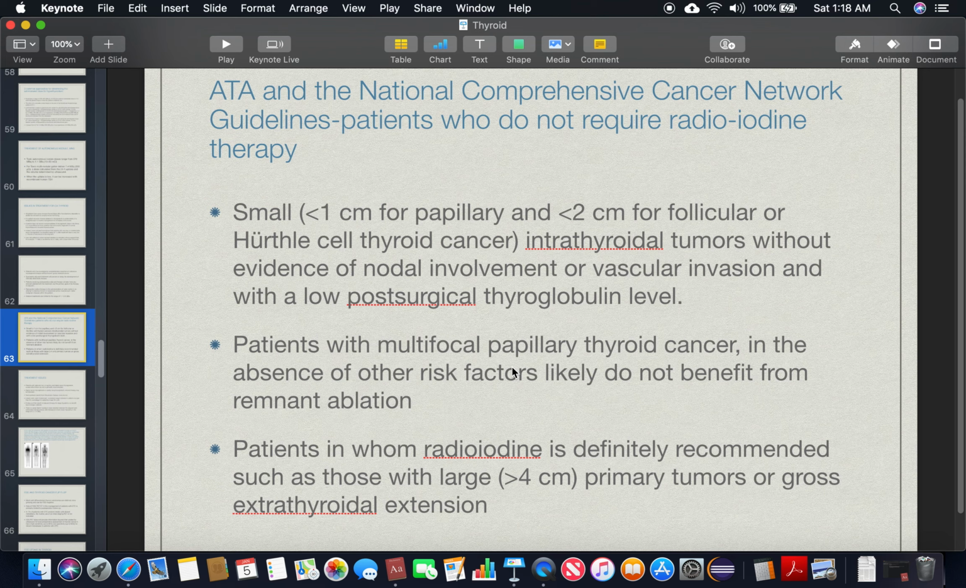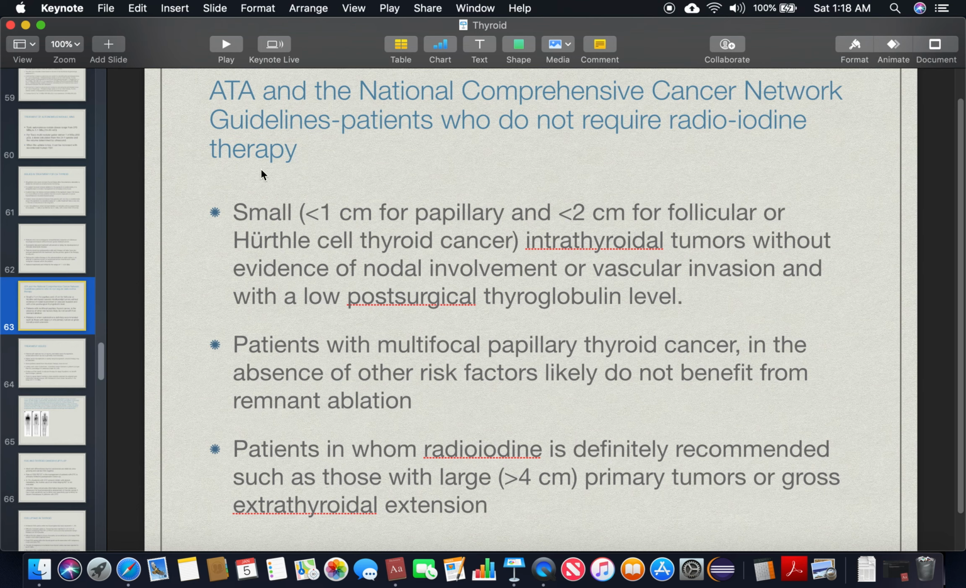Patients who have multifocal papillary thyroid cancer but no other risk factors do not benefit from remnant ablation. And patients in whom radioactive iodine is definitely recommended are those who have larger than 4 centimeter primary tumors or gross extrathyroidal extension. So at least these are the two subgroups where you have clear-cut answers in terms of what should be done, but there is the gray area where the patients have, say, a size between 1 and 4 centimeters, what to do with those.